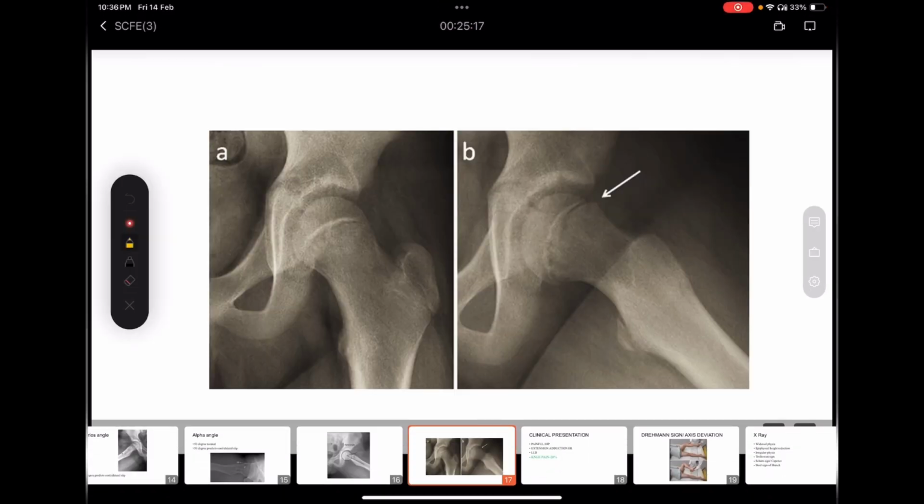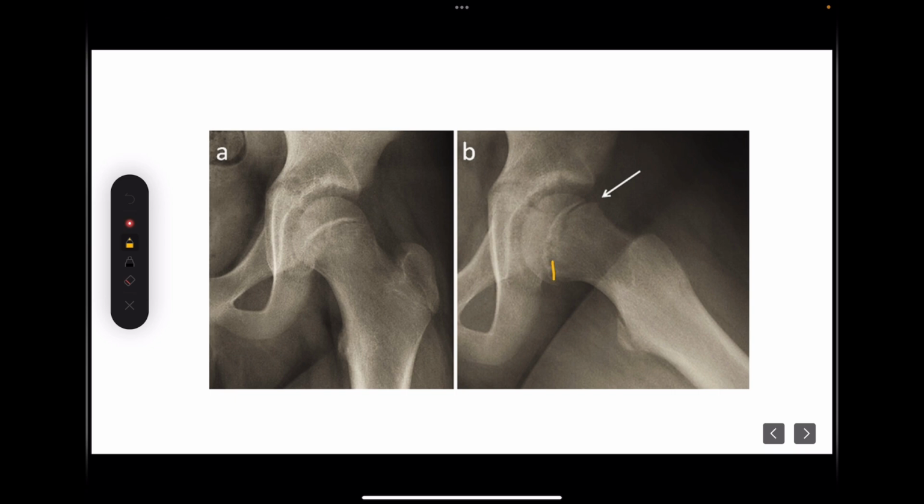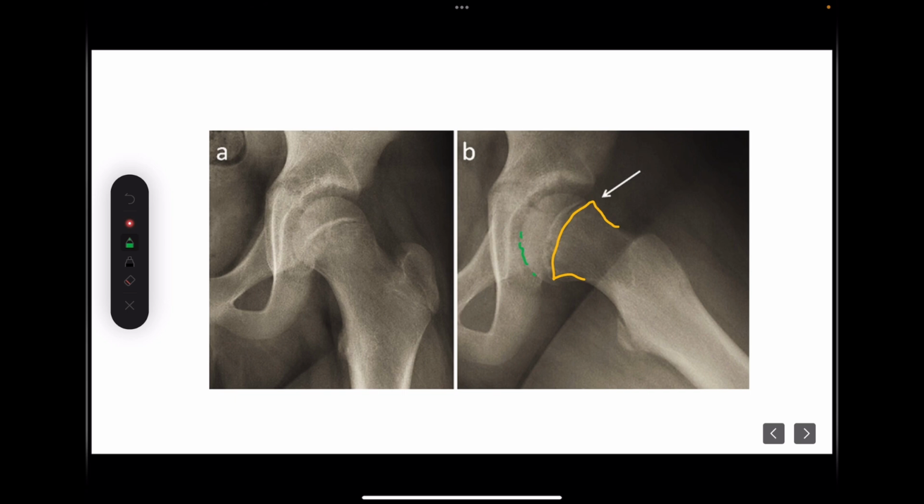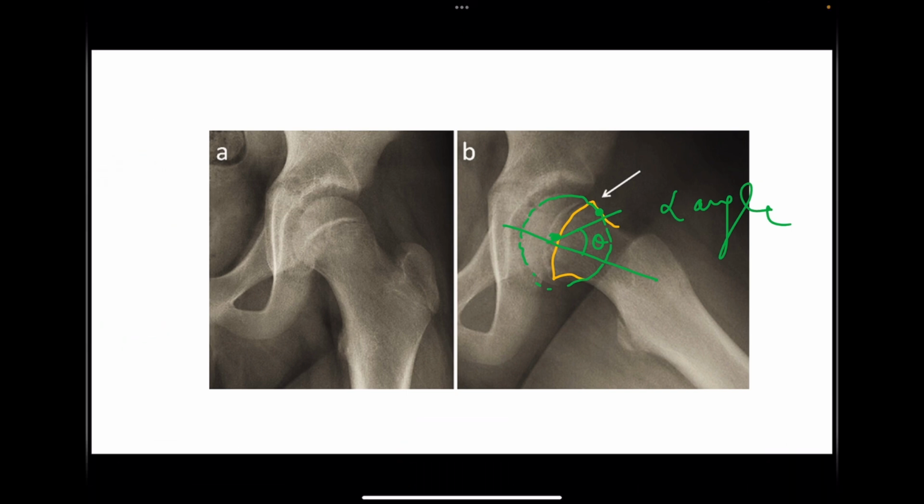And in this diagram also, we have shown how, when the patient does have a slip, the alpha angle does increase. So I will be drawing a perfect circle along this femoral head like this. So this is a point somewhere the neck is intersecting. So head of the femur. So this would be the theta, that is the alpha angle.